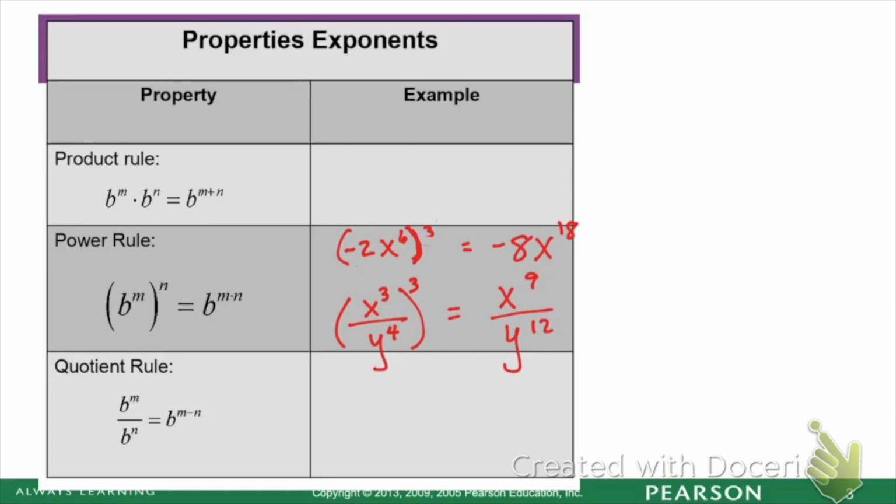Another property is the quotient rule. Whenever you're dividing things with the same base, you can subtract their exponents. So here's an example of that. I have x to the 5th divided by x cubed. They have the same base. The base is x on both of them. So all I have to do is subtract my exponents. So final answer, x squared.